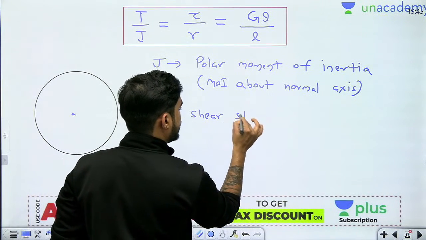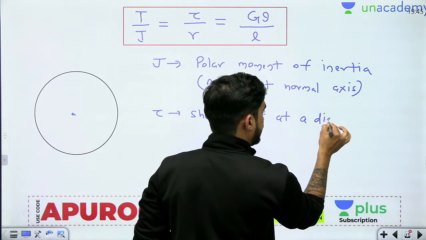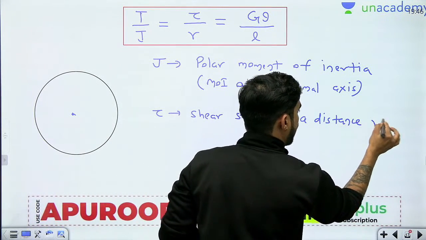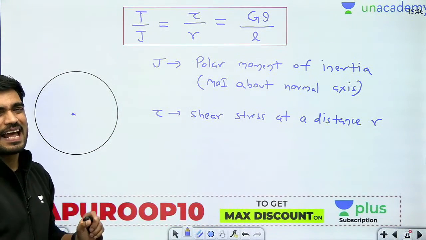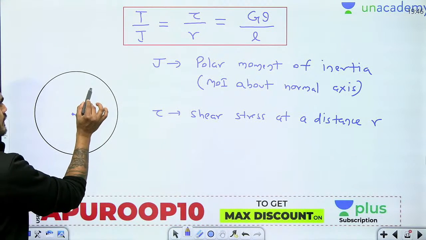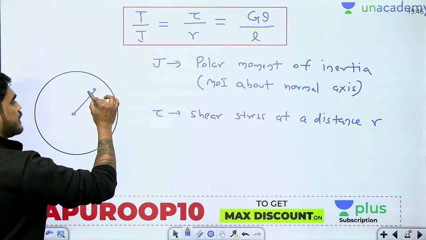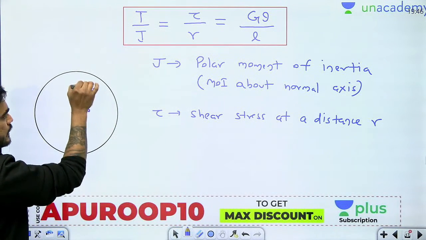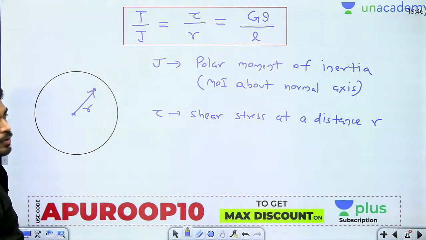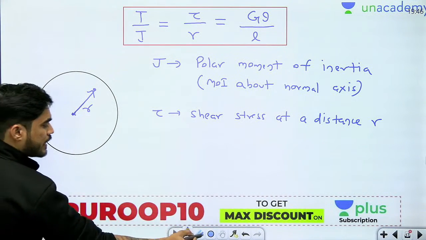Tau is the shear stress at a distance r. Now what is tau, my friend? Tau is the shear stress at a distance r. So let's say I consider a point here which is at r distance. So tau will be the shear stress at this point. So you can see that at every point the shear stress will be different.